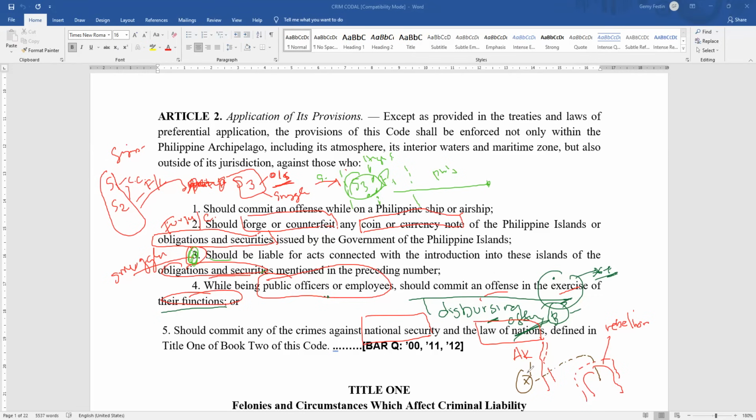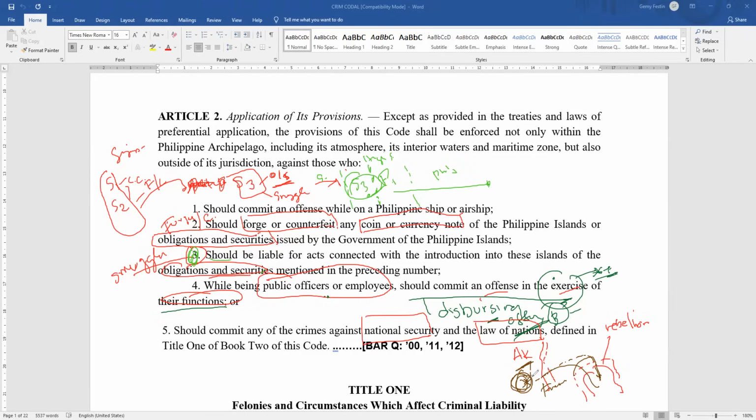Now, he was apprehended. The firearms were sent to the Philippines. So when he went back to the Philippines, he was arrested. Now he was arrested for acts he committed in Hong Kong, purchasing firearms to support rebellion. In fact, the charge was actually rebellion. Now, the question: can he be tried in the Philippines?